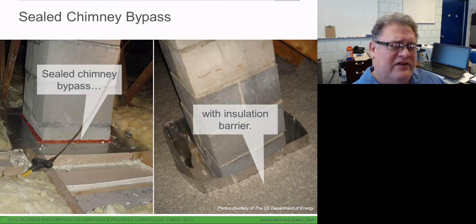Over here on the right, we have put in a metal air barrier, a metal dam. I'm sorry, not an air barrier, an insulation barrier. We put in a metal dam, as it's also called, to keep the insulation back from it. The reason is the insulation, even though it's treated with fireproofing, is still considered combustible.